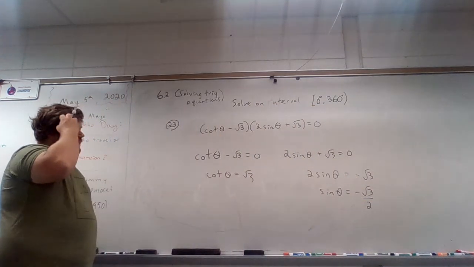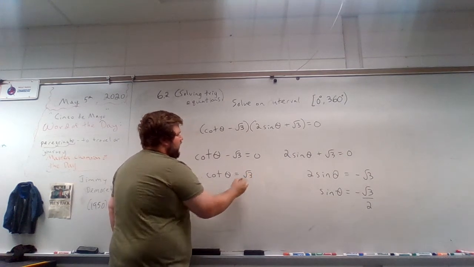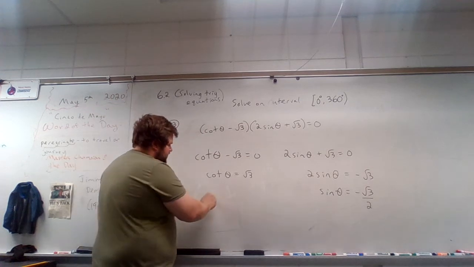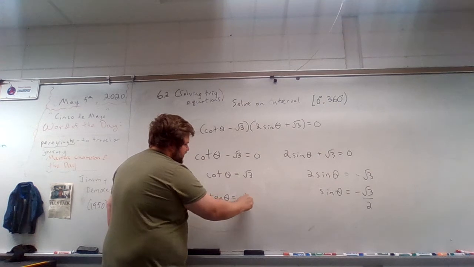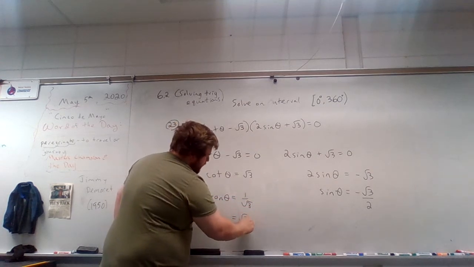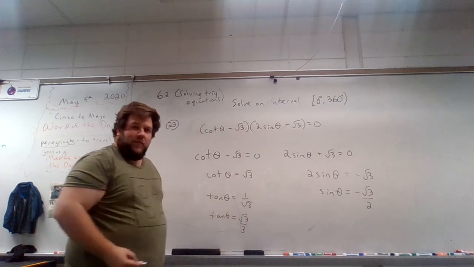Okay, now, a couple different ways to think about this. So I could literally think about when is the cotangent going to be root 3, or I could think about the tangent. Now, it doesn't really matter which way you think about it. Tangent, of course, is 1 over root 3, which is really just root 3 over 3 if I rationalize it. So either way, I'm going to come up with the same angle.